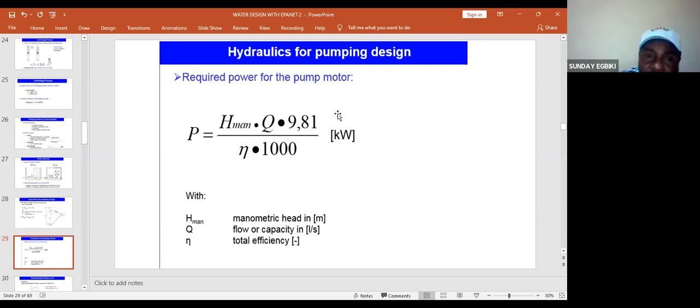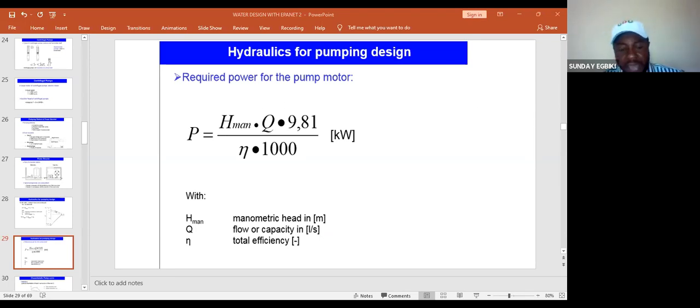Then when you calculate the capacity of this pump using this formula, you get the answer in kilowatts. Then you can easily convert from kilowatts to horsepower because 1 horsepower is equivalent to 0.746 kilowatts. Using that, you can easily know the rating of your pump and recommend to your client that you are going to buy a 2 horsepower pump, or a 1 horsepower pump.